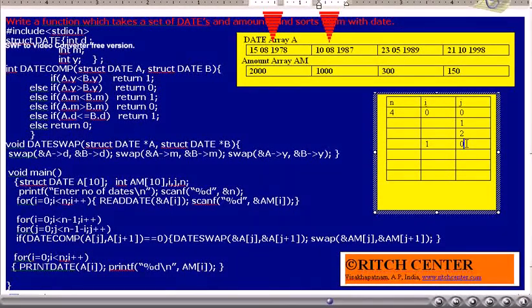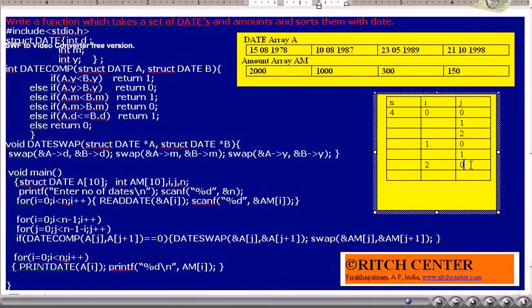Again, the first and second dates are compared. There is no need of any exchange. Again, the second and third dates are compared, and there is no need of exchanging the dates. Again, the first and second dates are compared with the date compare function. No need of exchanging any dates or any amounts.